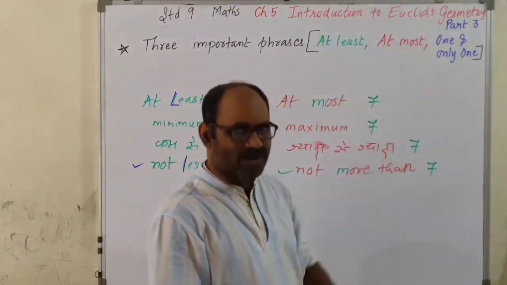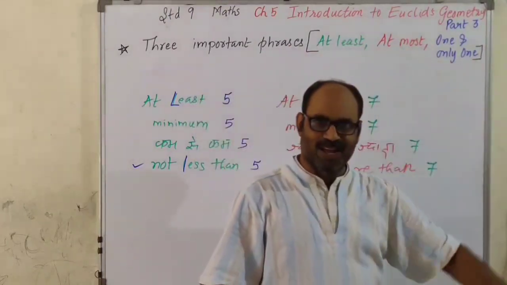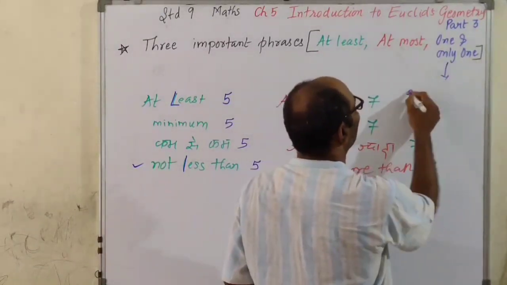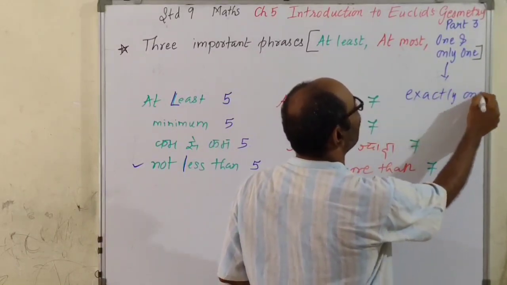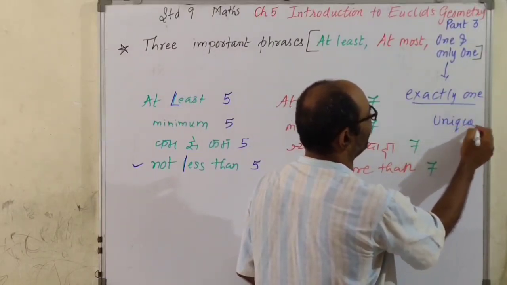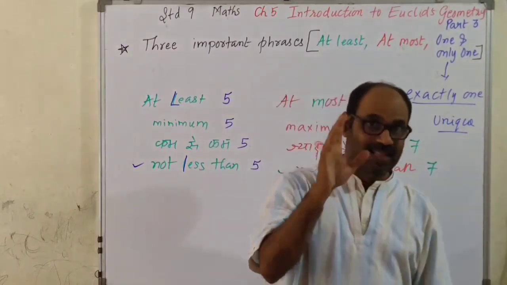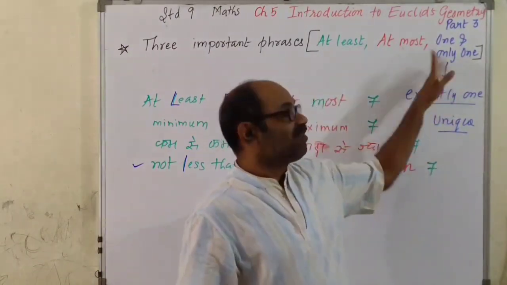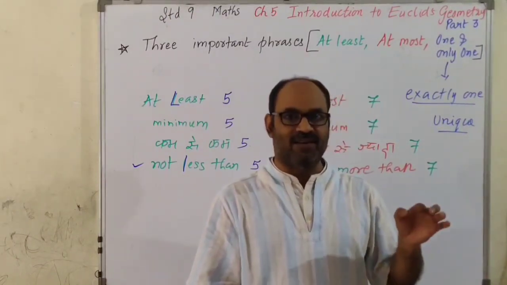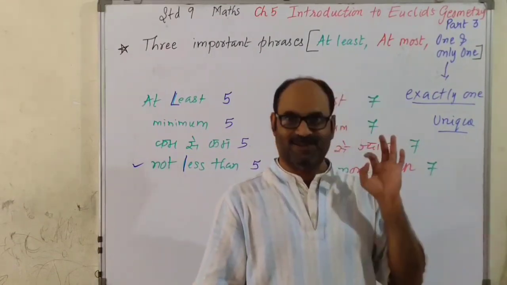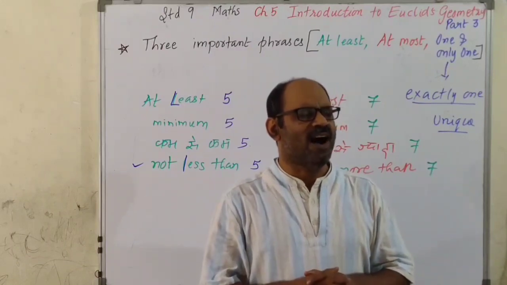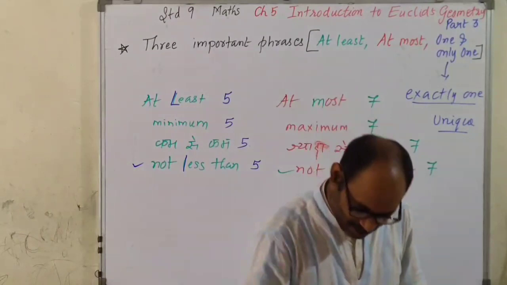Now the last one I am not going to write. I am going to explain from here only. One and only one means exactly one. I write that word, exactly one. And when we talk about exactly one, there is one word, unique. If it is one and only one, then it is unique. So, one and only one, exactly one. Five and only five, exactly five. Two and only two, exactly two. Got that? So, these three phrases are very important in mathematics.